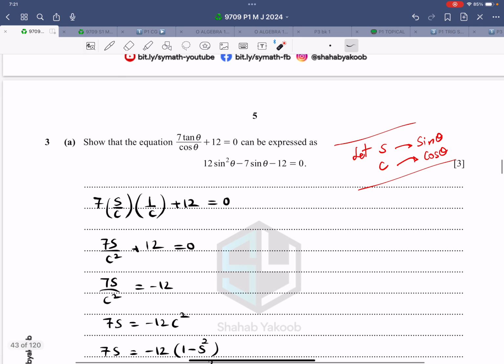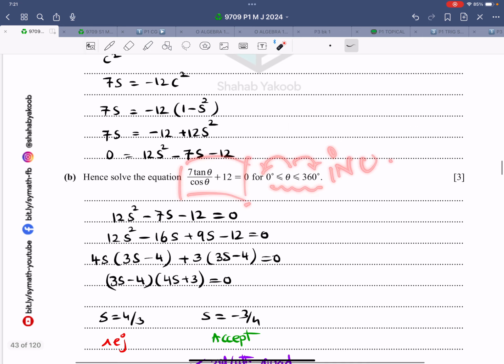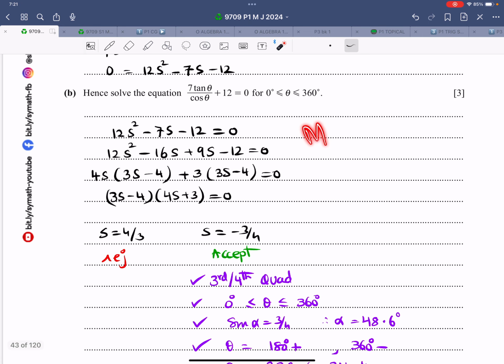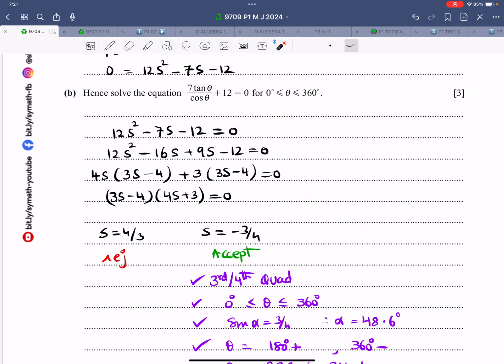That's the first part. And then what's the next part? Part B, right over here. Hence solve this equation for theta between 0 and 360 degrees inclusive. So now we do middle term factorization, and if middle term factorization was not possible, we always have the option of quadratic formula. So therefore you break this up.